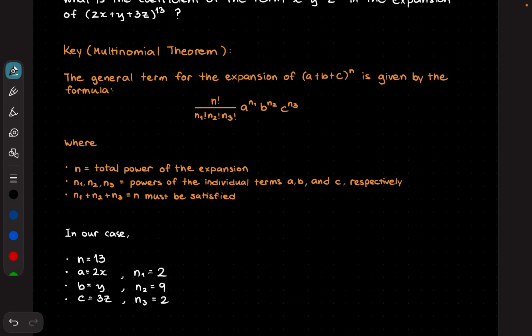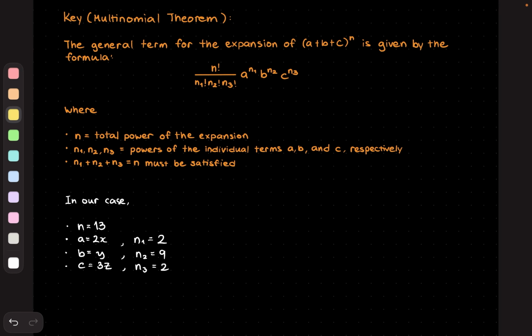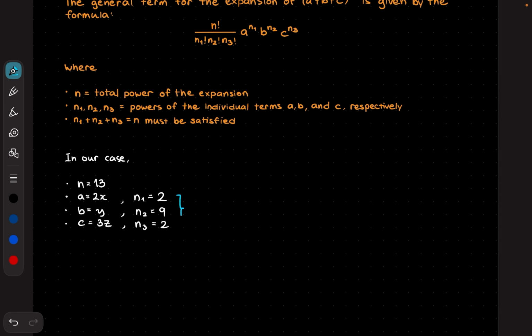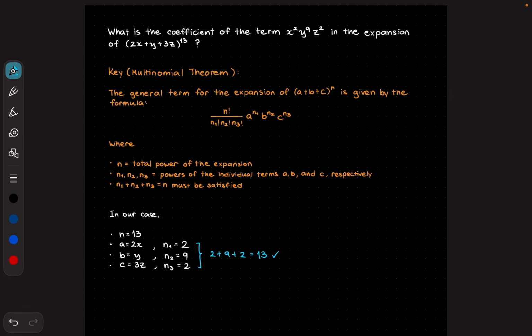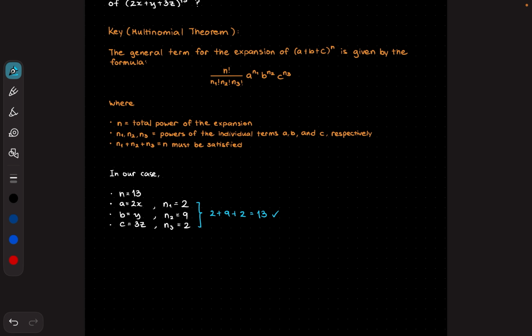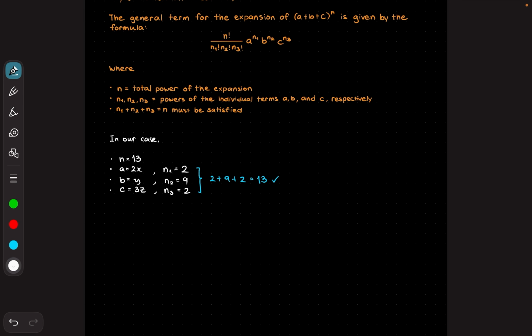And then from here, just a quick check of the third condition. We must have that n1 plus n2 plus n3 must be equal to n. Here, it is clear that when we add 2 plus 9 plus 2, this is equal to 13, which matches what we want. Good, so since we have the important stuff for the formula, we can now apply the multinomial theorem. So let's do that one.